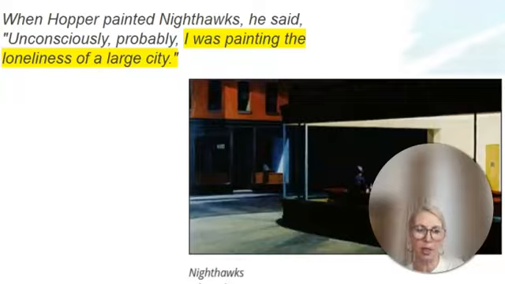Hopper once explained that when he painted Nighthawks, he was probably painting the loneliness of a large city. Think about that idea. Even though there are people together in the restaurant, they don't appear to be talking to each other.